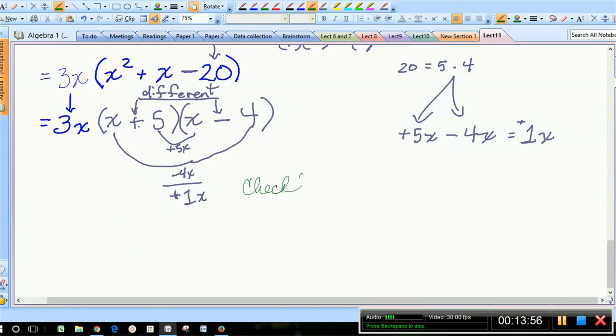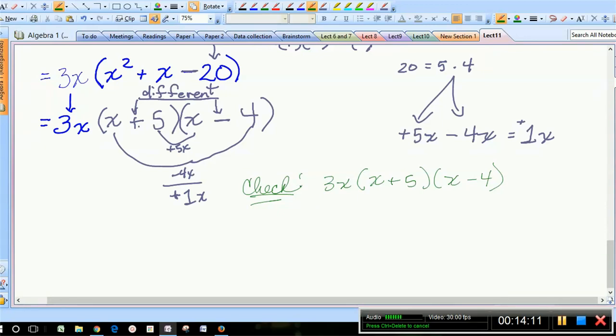Let me show you what to do. To check this, we'll write it all out. Don't forget that 3x, okay? Okay, write it all out. It doesn't matter which two things you multiply first, just multiply them, okay?